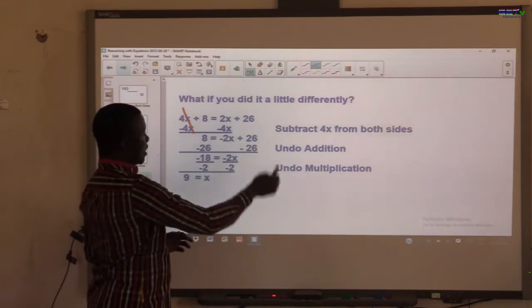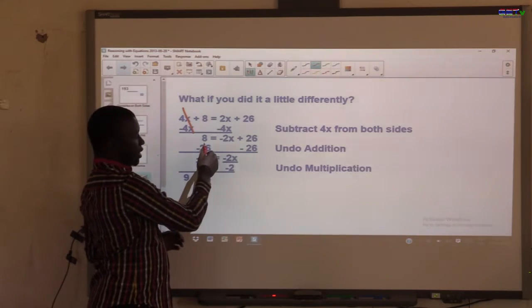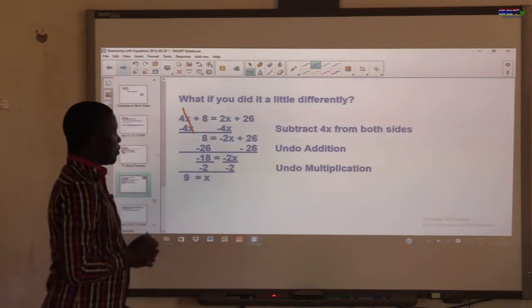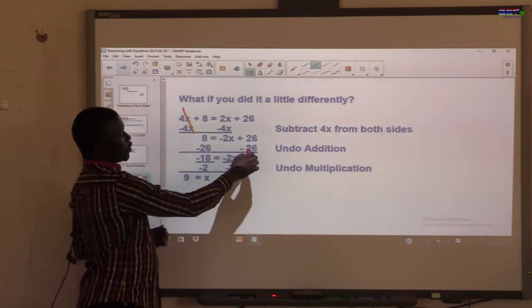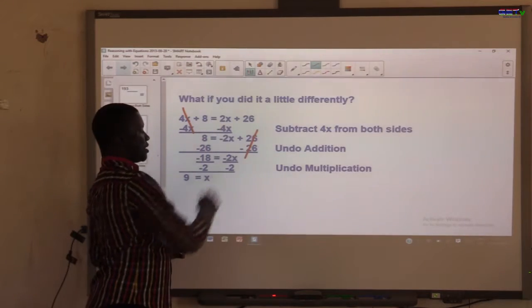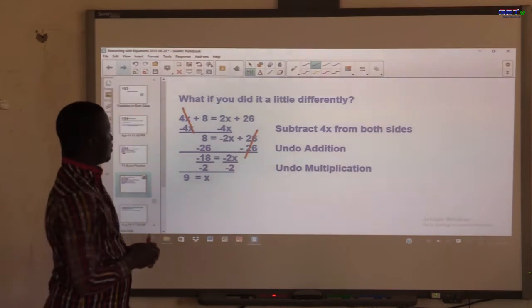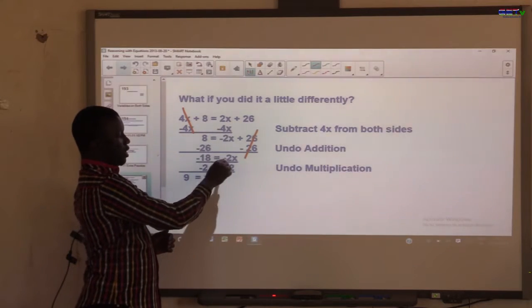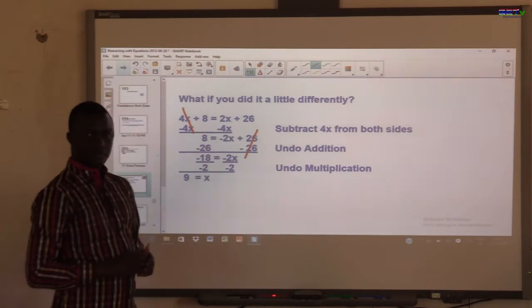And then here as well, instead of undoing the 8, which is the smaller term, we cannot, because now 26 is the root of the equation here. So now we subtract 26 from both sides. In doing so, 26 cancels out. So we have 8 minus 26, which is negative 18, equals negative 2x.